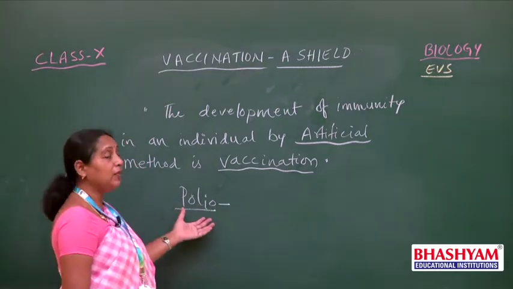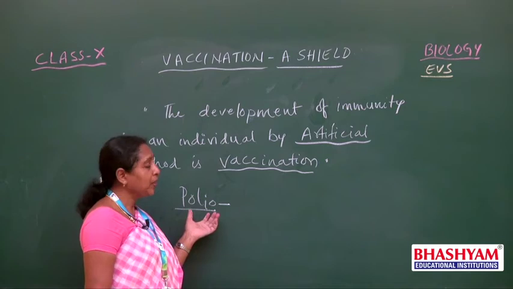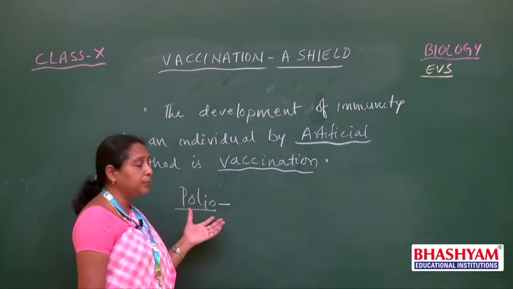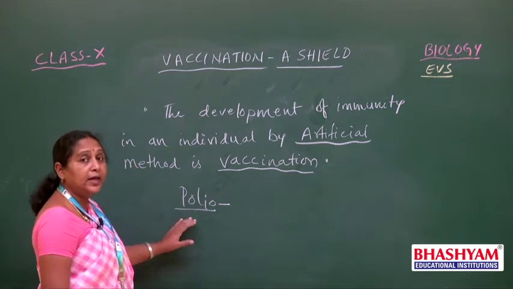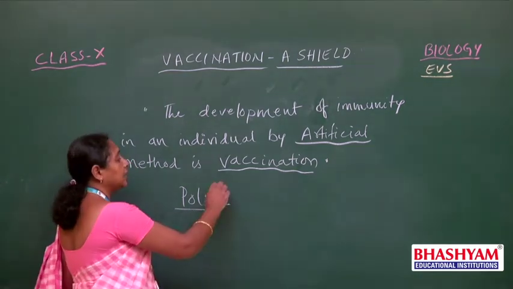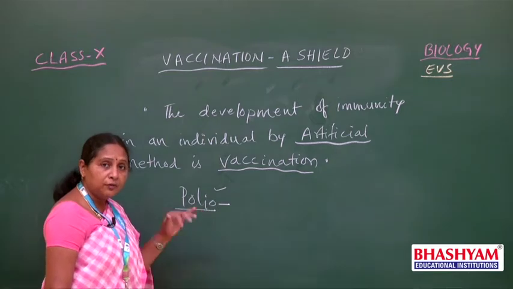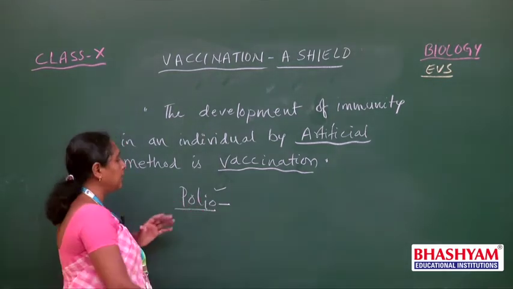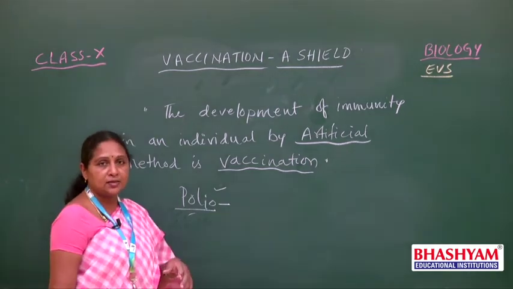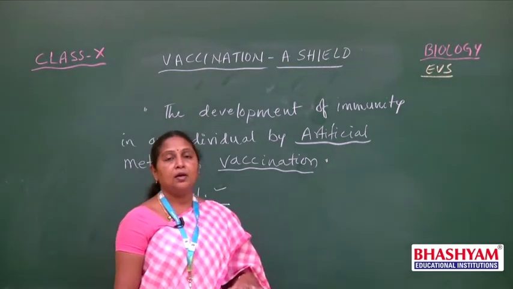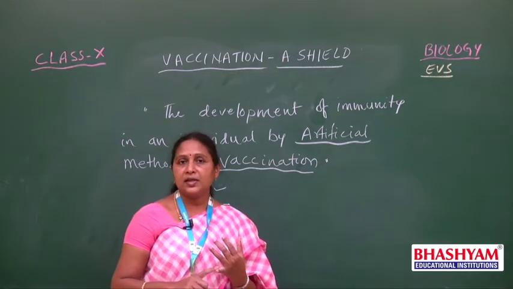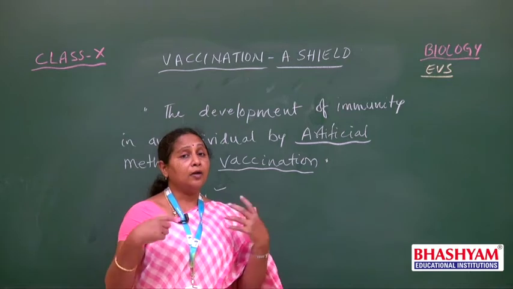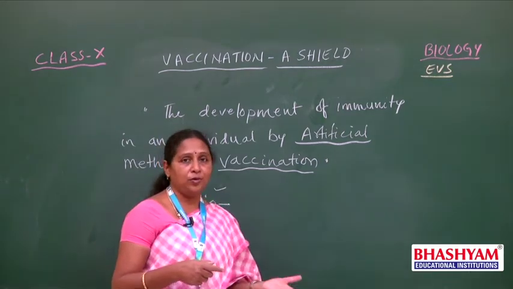When the vaccine was invented against polio, it helped human society to eradicate polio. But in India, we are still fighting against polio. Throughout the world we have eradicated polio, but in India we are still fighting against it. What are the reasons? The main reason is negligence, and we don't have awareness about this polio.